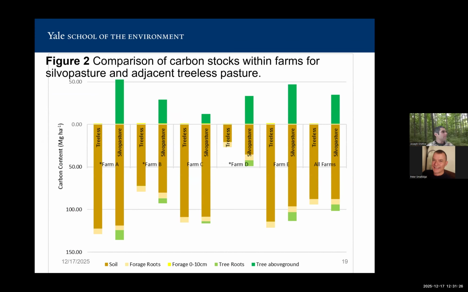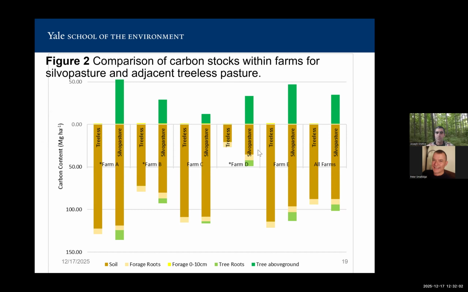This was one of the main figures and take-home points from our study, and I'll dive into all these different ecosystem components in a little bit more depth. But this is comparing the carbon stocks within farms to adjacent treeless pasture. And you can see each farm here is a comparison between treeless and silvopasture, and you can see the different soil carbon pools. So this darker tan pool is the soil, and the soil is a major pool of carbon.